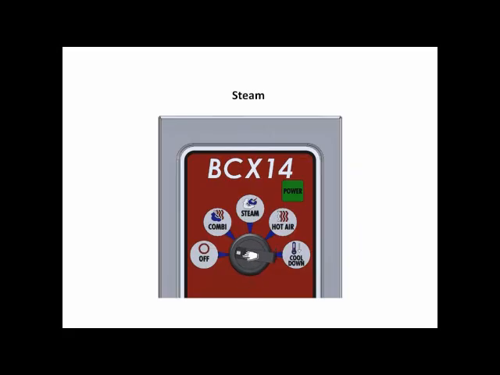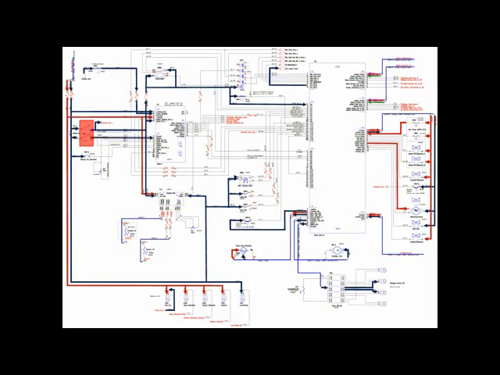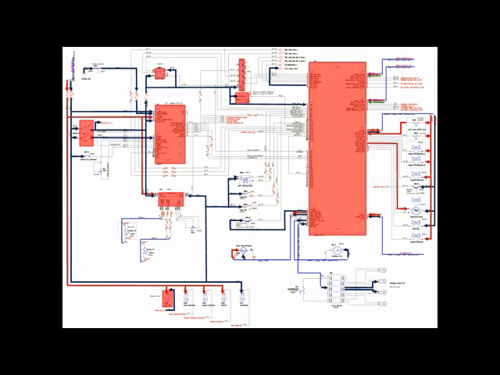Here, the mode switch is turned to steam mode. First, the steam signal from the mode switch is shown, then the oven on output. Let's begin at the lamp triggered by oven on.